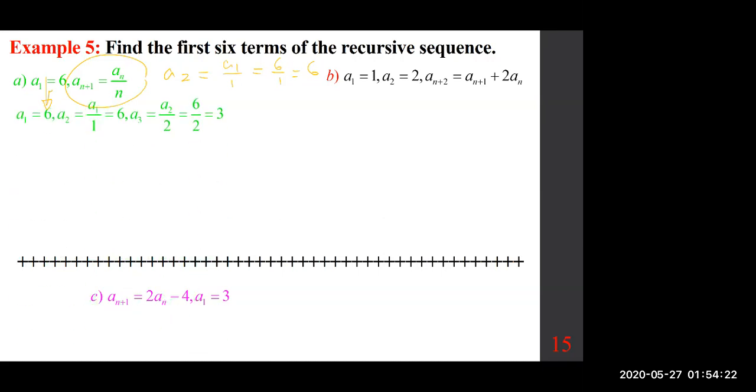So I hope everybody can see what's going on. And you can find the rest of them. But I want to show you just quickly what is a sub 4: a sub 3 divided by 3. That's how we arrive at 1. The next one is a sub 4 divided by 4. Okay? And then the next one is divided by 5. So I hope everybody can see how we arrive at the answer.